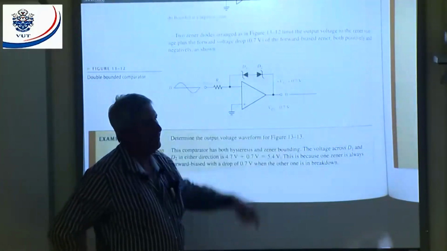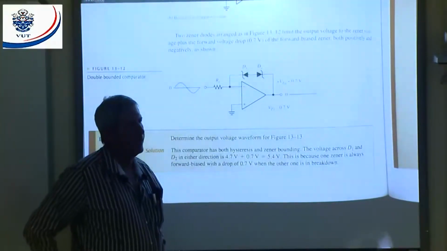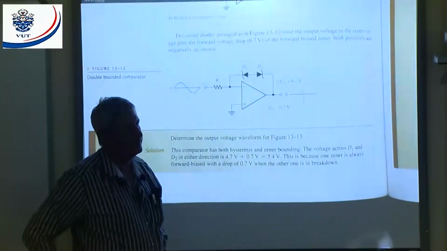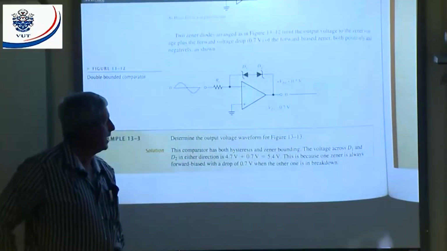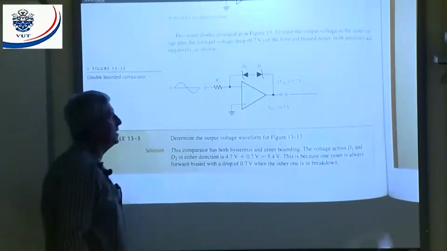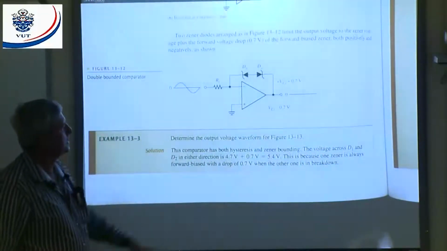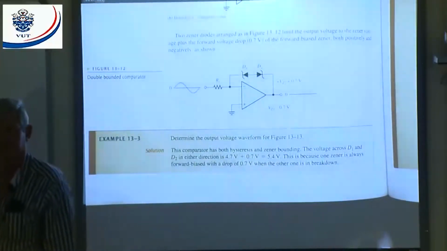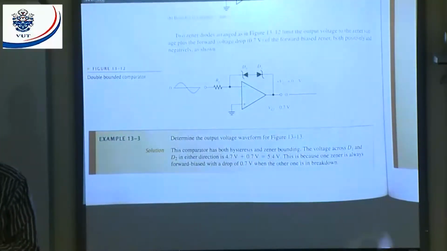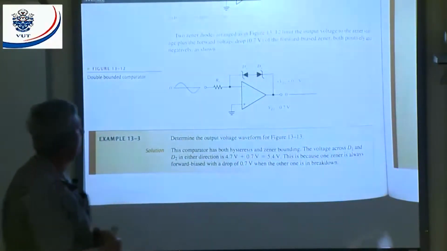All right. The negative cycle, what happens then? The current is going to flow in that direction. That current is going to flow in that direction. D2 is reverse biased. D1 is forward biased. That's why plus Vz plus 0.7 volts. All right. Now we bound them to both sides. All right. For your positive cycle as well as your negative cycle.